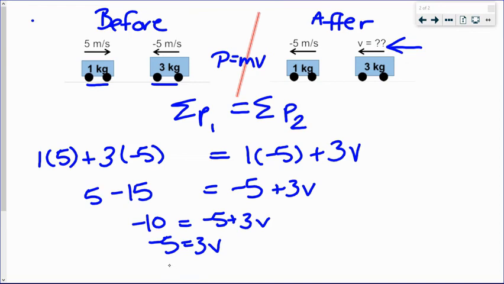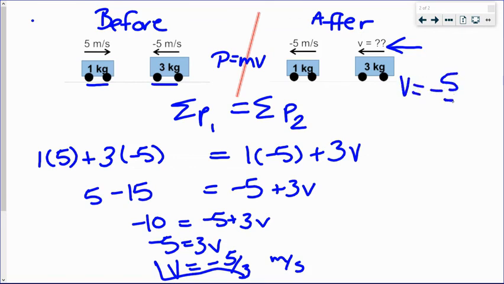And then finally, I solve for v, and I find that v is going to be equal to -5/3 meters per second. And this is my final velocity. Notice that it's a negative velocity, which means that our car is going to be moving to the left, just as it was indicated up here, right? And I can write v equals -5/3 meters per second as my final answer.